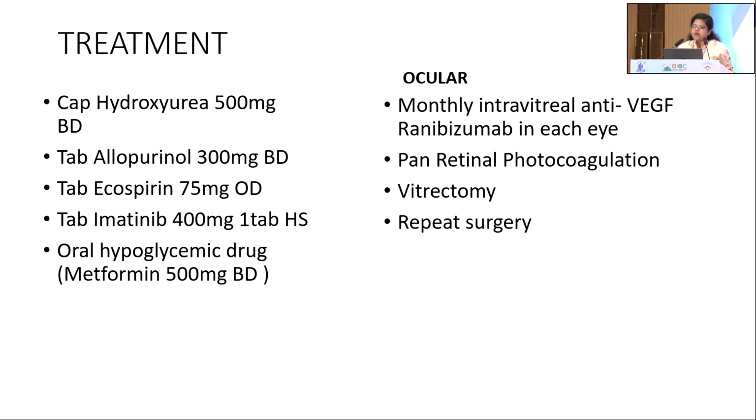Initially, on the advice of the hematologist, hydroxyurea was used, which usually acts as rapid cytoreduction. Hydroxyurea was given along with allopurinol to combat the side effects, and then when the blood counts stabilized a little, imatinib was started along with oral anti-hypoglycemics.